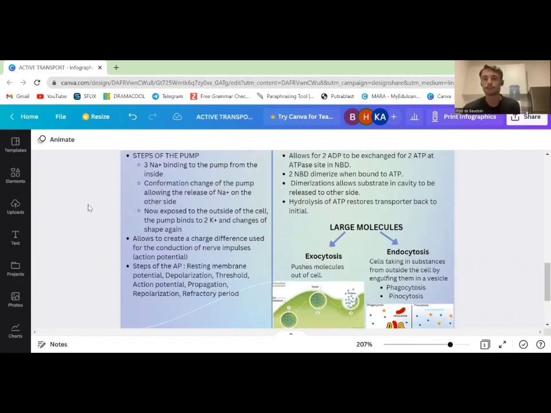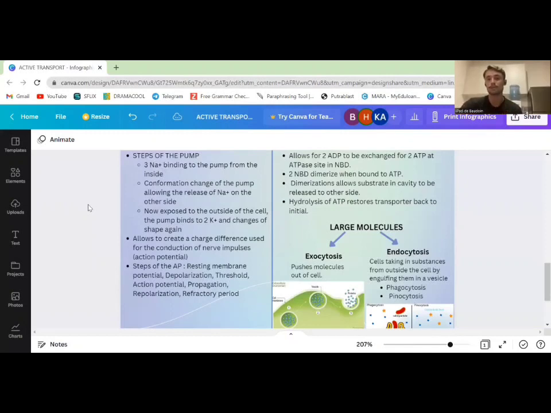I'm going to be more precise about how the pump works in order to create these gradients of charge. First, the pump is going to bind with 3 sodium ions and 1 ATP that is going to be broken down into ADP plus 1 inorganic phosphate. And the inorganic phosphate is going to remain bonded to the pump.